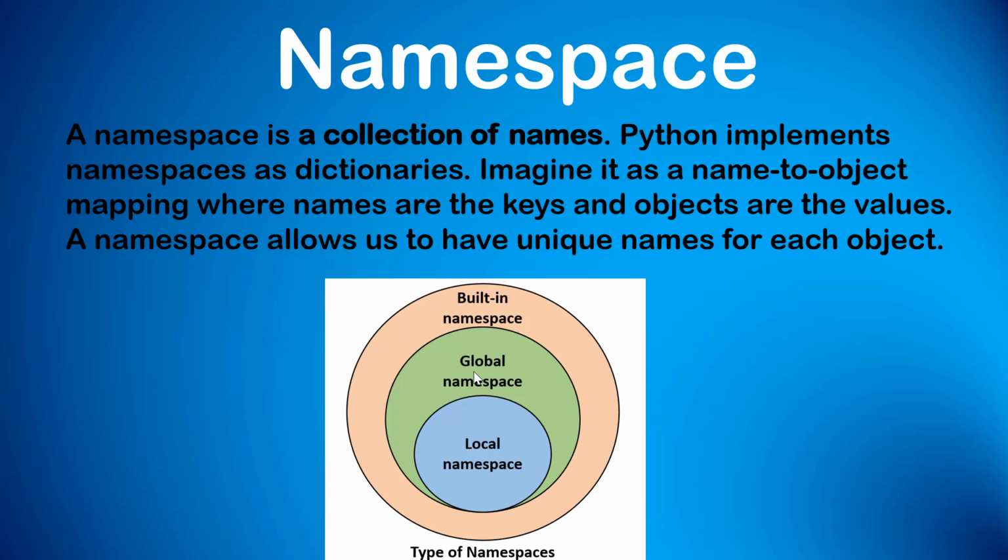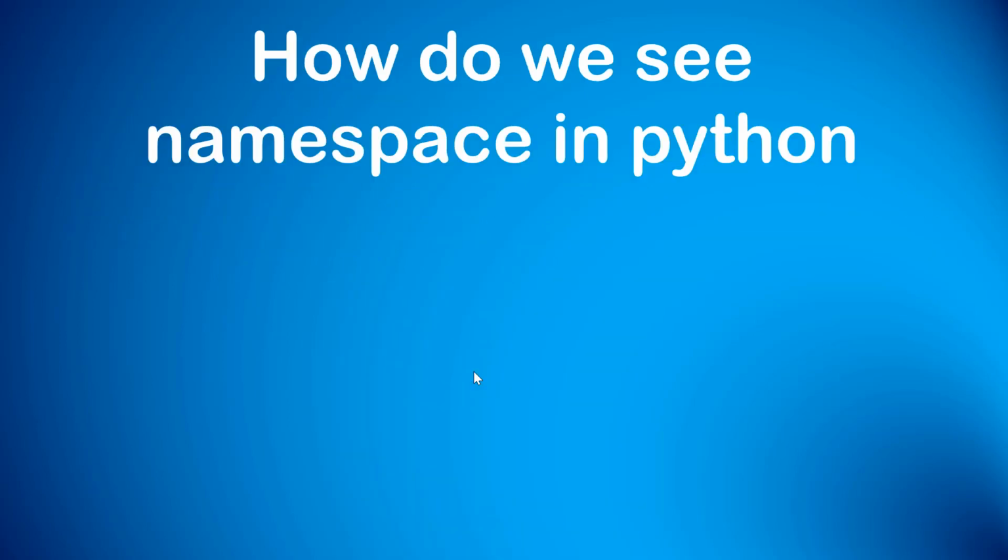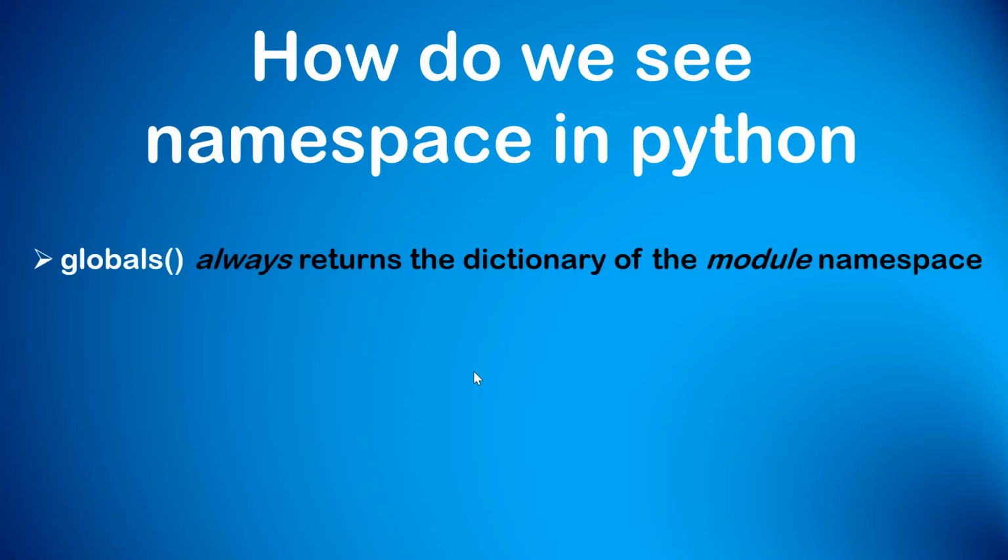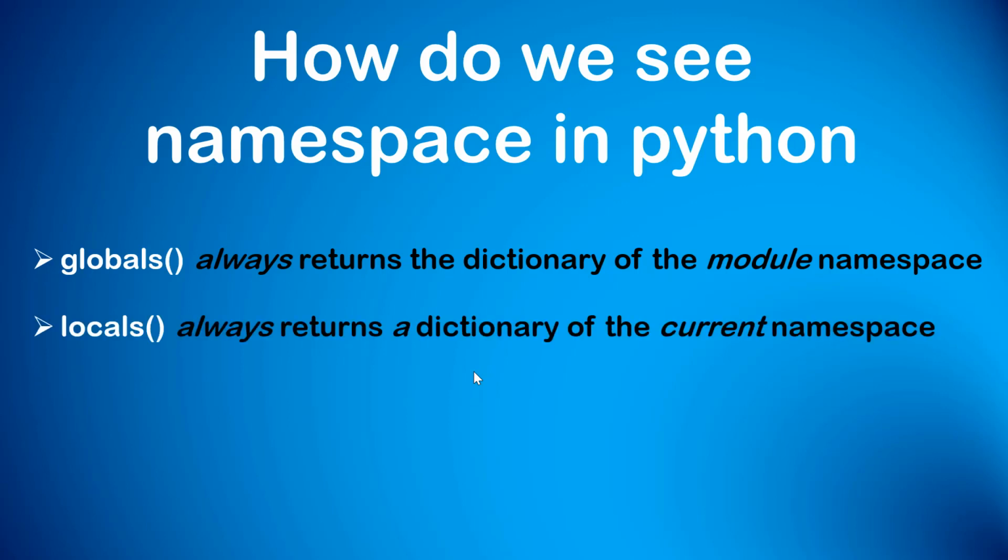So that is how it works in Python, and that is how namespace works in Python. Another question that comes to our mind is how do we see our namespaces in Python? In Python we have some methods, or functions, that return the dictionary of the module namespace. When you use globals, it will return a dictionary of the module namespace. When you use locals, it will always return a dictionary of the current namespace. Suppose you are writing a function or creating a class, then inside that it will only return the dictionary of that current namespace, the function or the class.